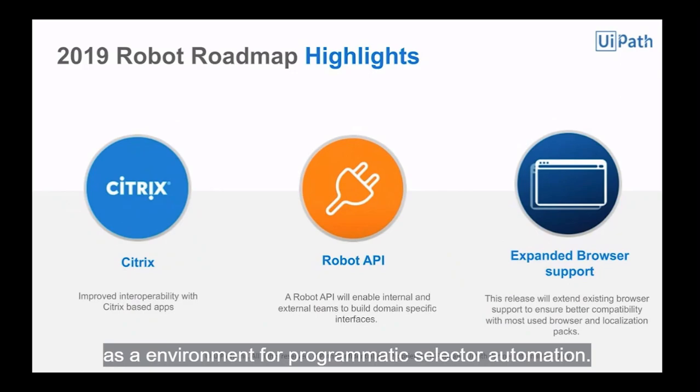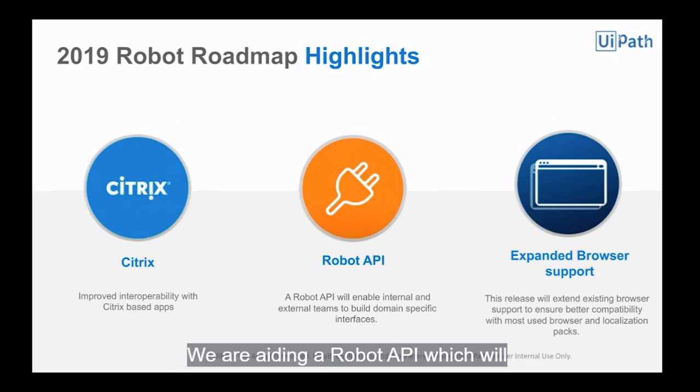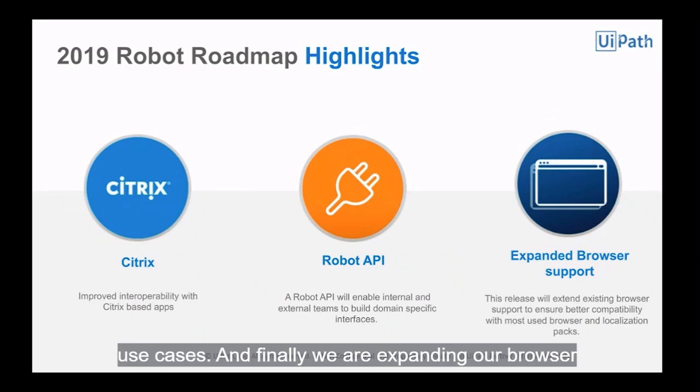automation. We're adding a robot API which will enable teams to build directly into robots and expand the ability for attended use cases. And finally, we're expanding our browser support, so making sure that whatever browsers customers have standardized on, our robots are able to work with web applications in that environment.